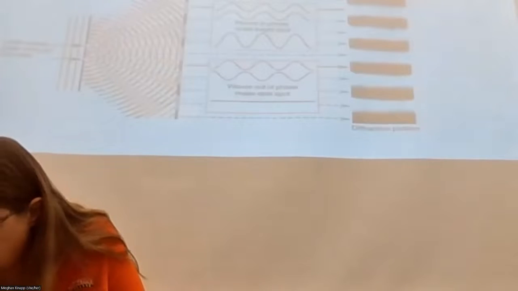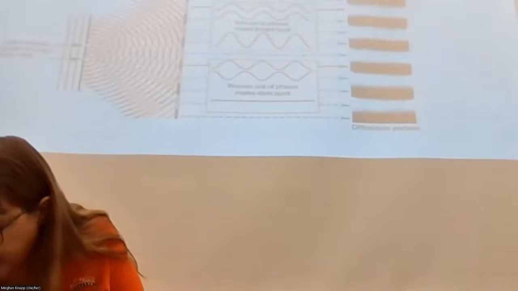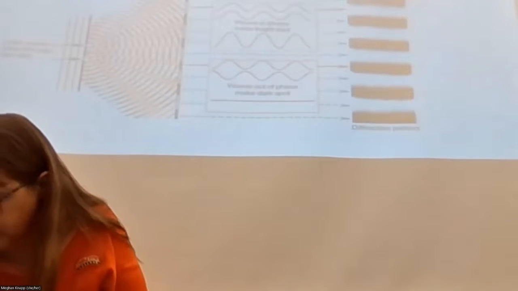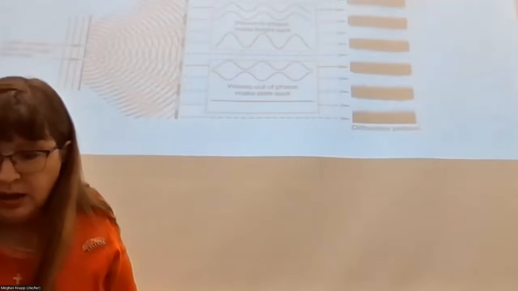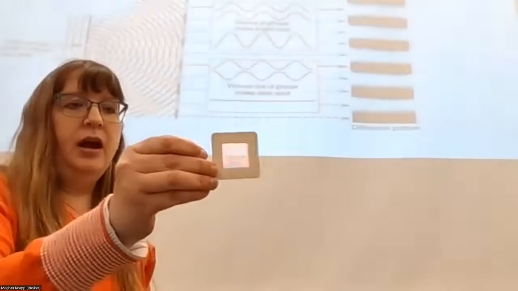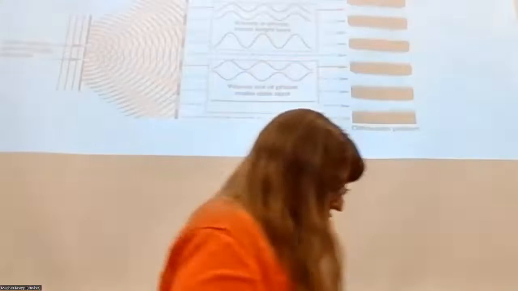In your baskets there is a little square rectangular type thing like this, which might have different colors on it. And I'm going to hand you a laser pointer. The first thing I want you to do is just point the laser pointer at the desk so you can see that it's forming a dot.